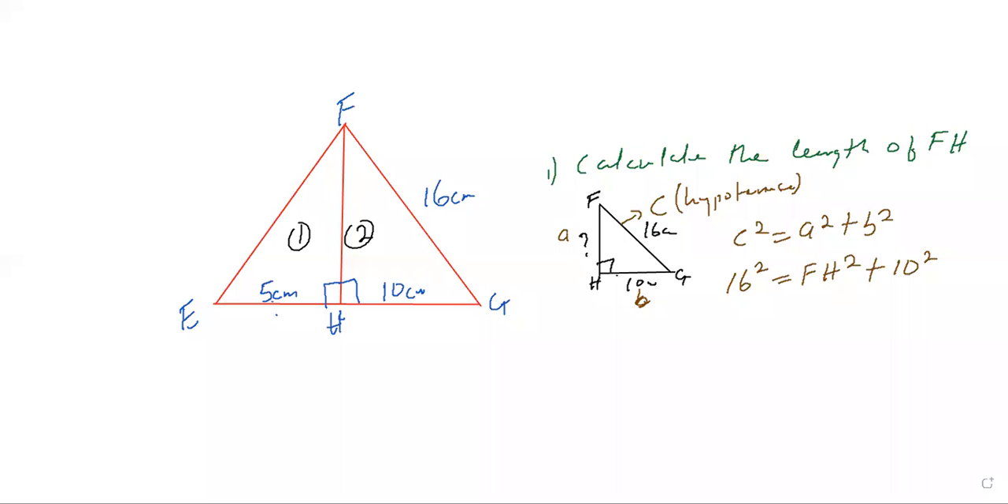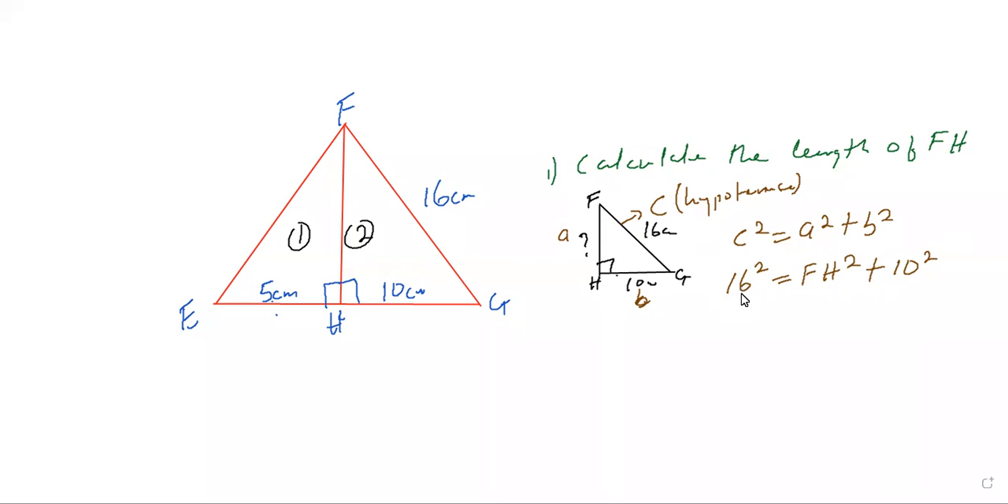Right, we label the sides. So for me to do this one here, we label A, B, and C, right? My C is 16, so 16 squared is equal to FA squared plus 10 squared. Anybody can help me? What is 16 squared, please?